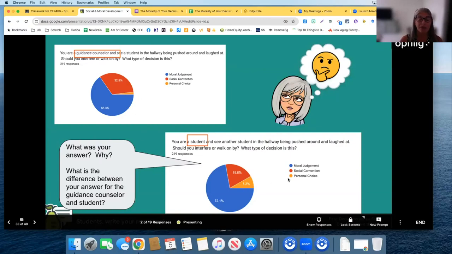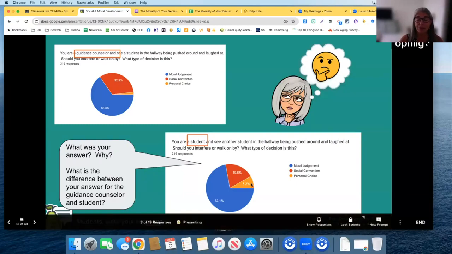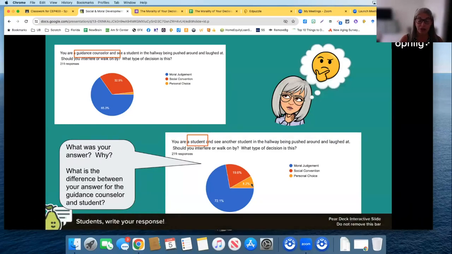Whereas look at what you said about students. If a student sees someone being bullied, 72% said this is a moral judgment. It's wrong for students to be bullied. And only 19% said it's a social convention that you should interfere or walk by, whether it's socially acceptable or not in that school to step in. And then 8.2% of you said it's your personal choice whether you walk by or interfere.